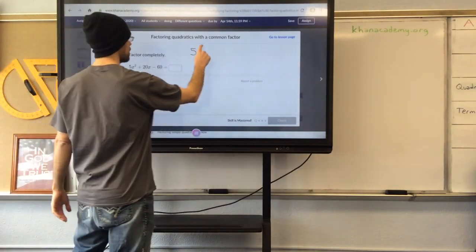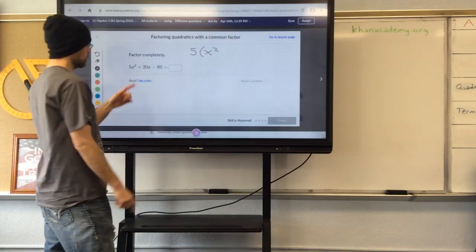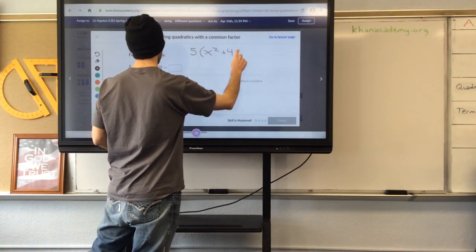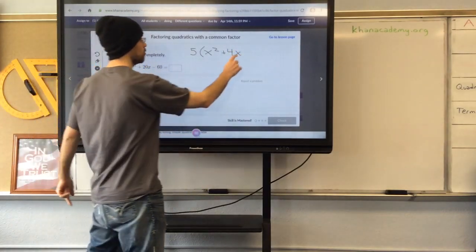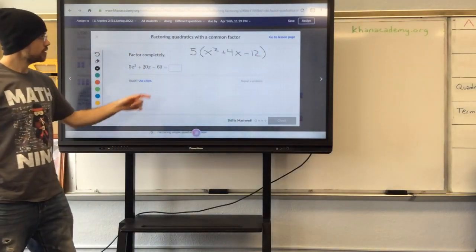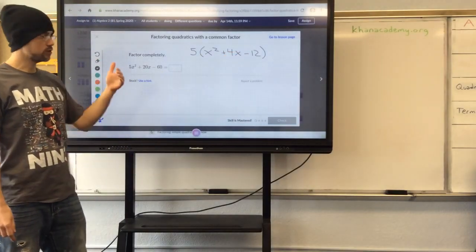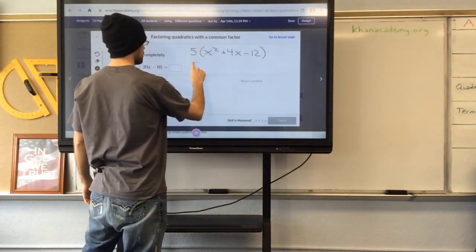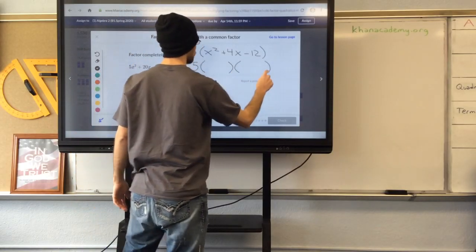All right, so 5 times x squared gives us 5x squared. 5 times 4x gives us 20x. And 5 times negative 12 gives us negative 60. Now we want to factor this polynomial into a set of binomials, so it'll look like this. 5 times a binomial times another binomial.